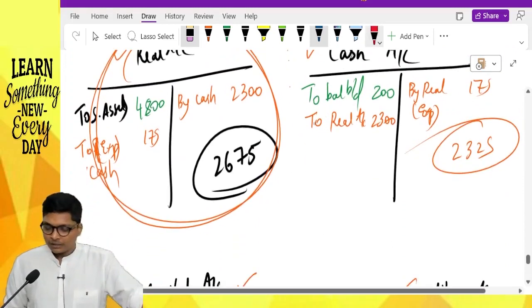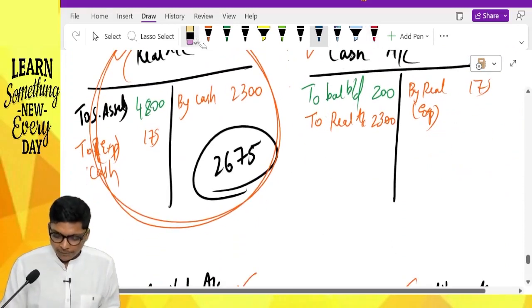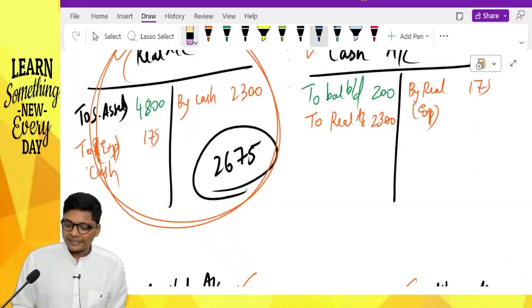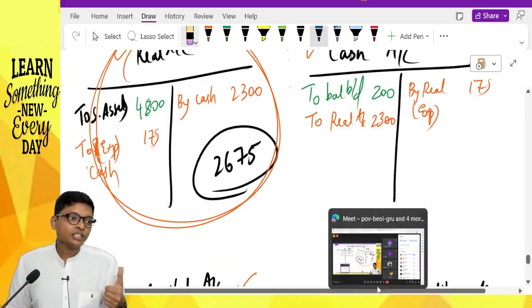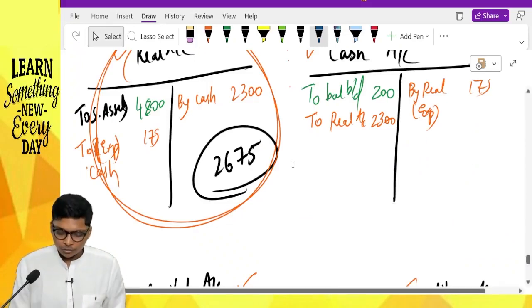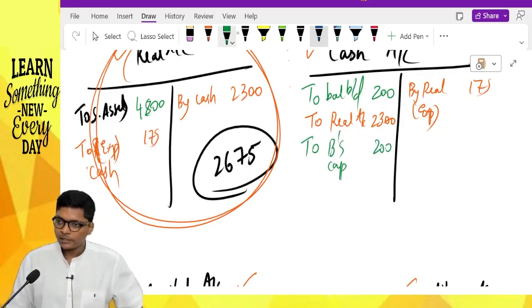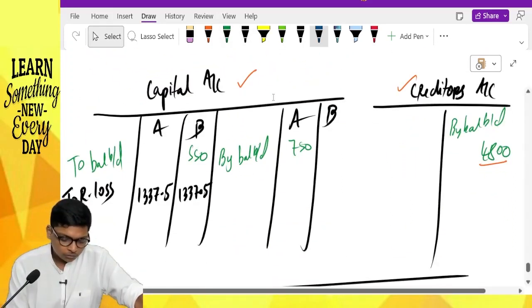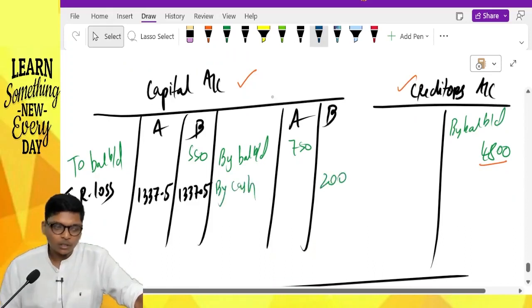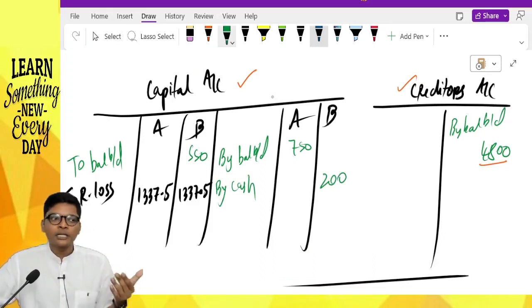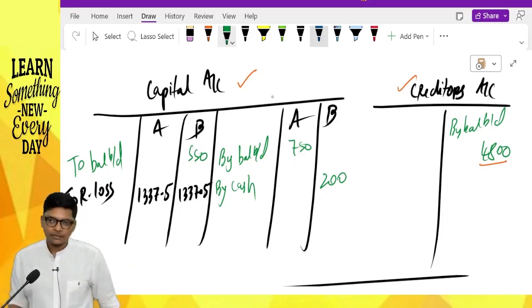Oh yeah, Bimal has a surplus. Sorry guys, I missed that. Bimal has a surplus of 200. So he will bring the surplus money. Entry is cash account debit to Bimal. So write down, to $200 in capital account, by cash account 200. Are you all able to follow, guys? Bimal is bringing in money. Entry is bank account debit to Bimal's capital. I missed that entry, so sorry.